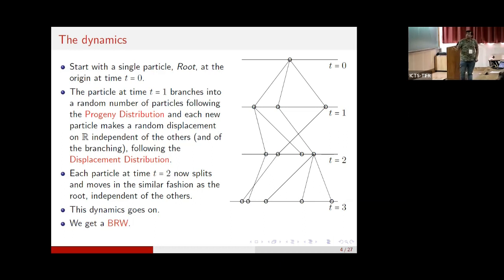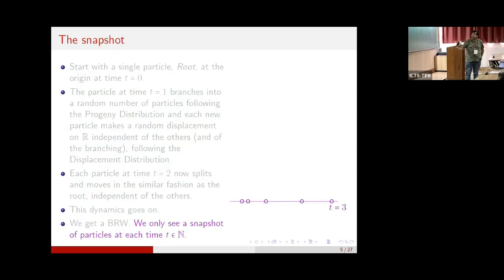Now, see from this picture, it's allowed that some particle just dies off. It doesn't split at all. That's also allowed. So what we see is a branching random walk, but the important thing is that we don't see this entire genealogy, like which particle is coming from which parent. In the end, we only see a snapshot of the whole thing. So we just see, say, at time 3, these particles. We won't see anything else.